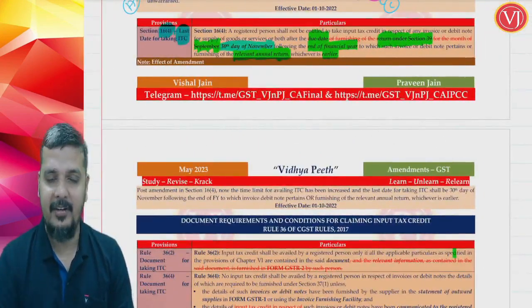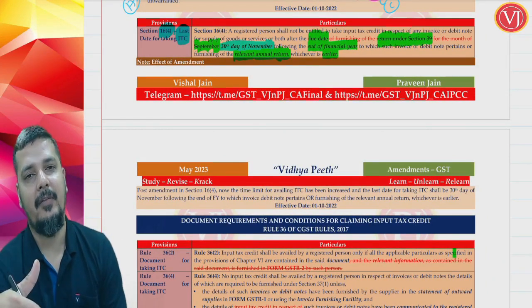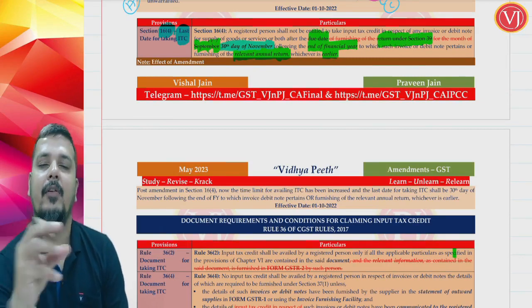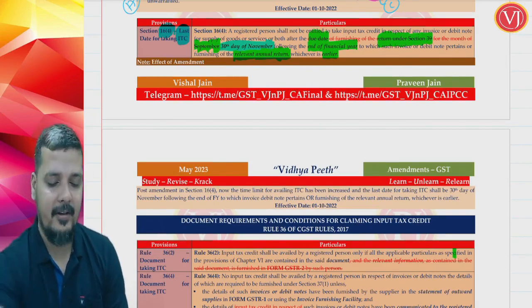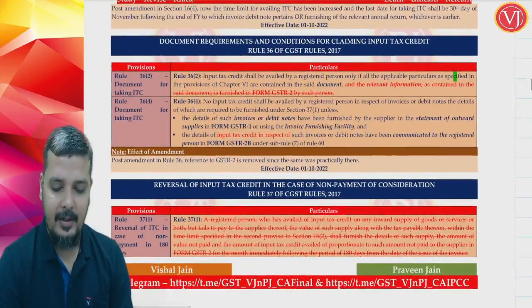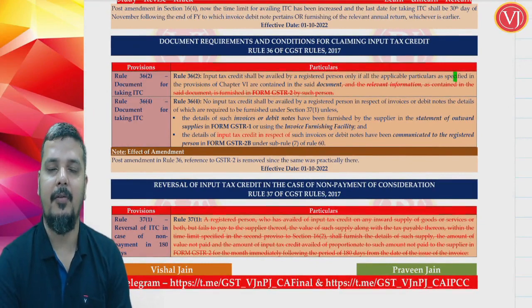Time limit, section 16, subsection 4. In all the provisions, you will find that there's an effective date, which is not important for your exams. But nevertheless, every provision below has an effective date from which this provision is effective. Now, there is another condition, which tells that you should have the documents for taking credit.